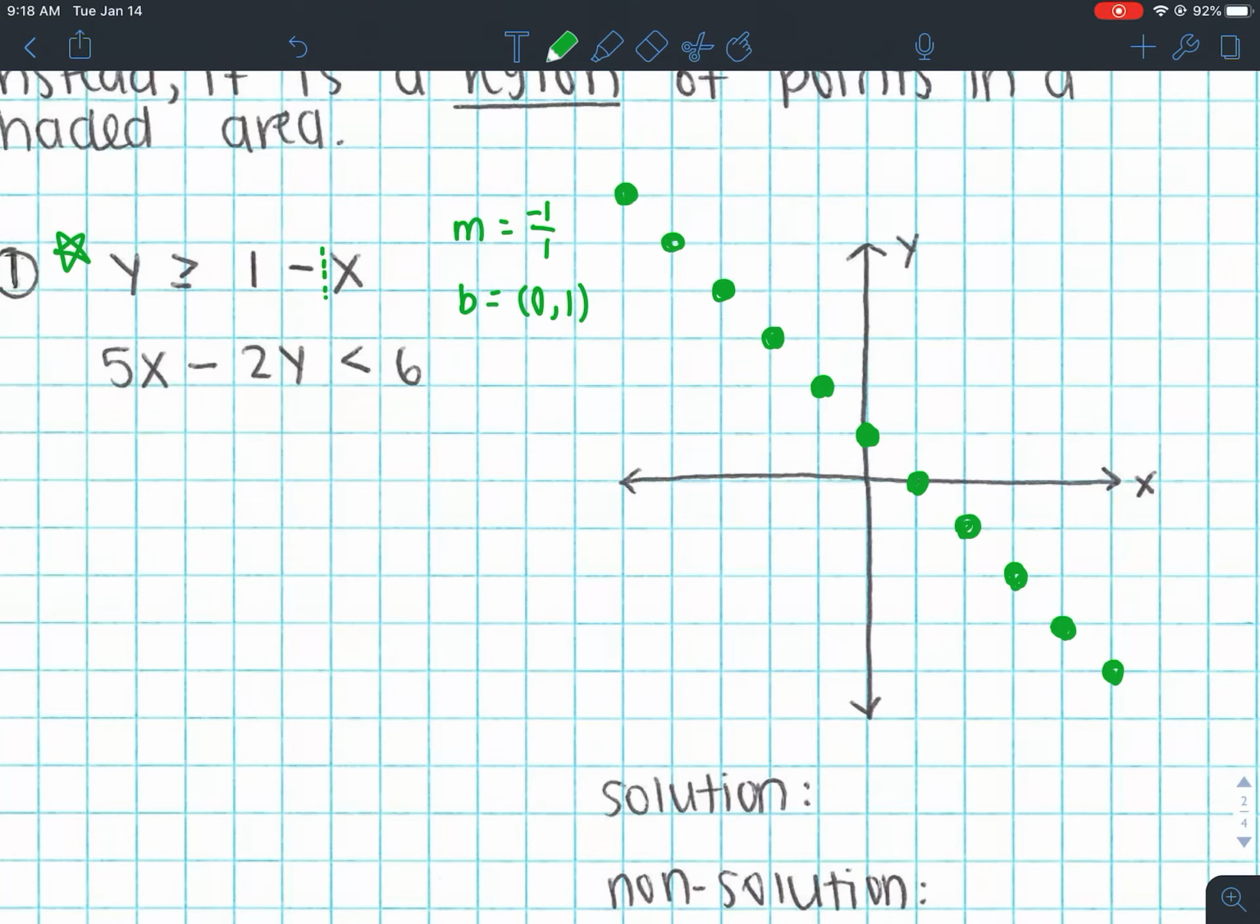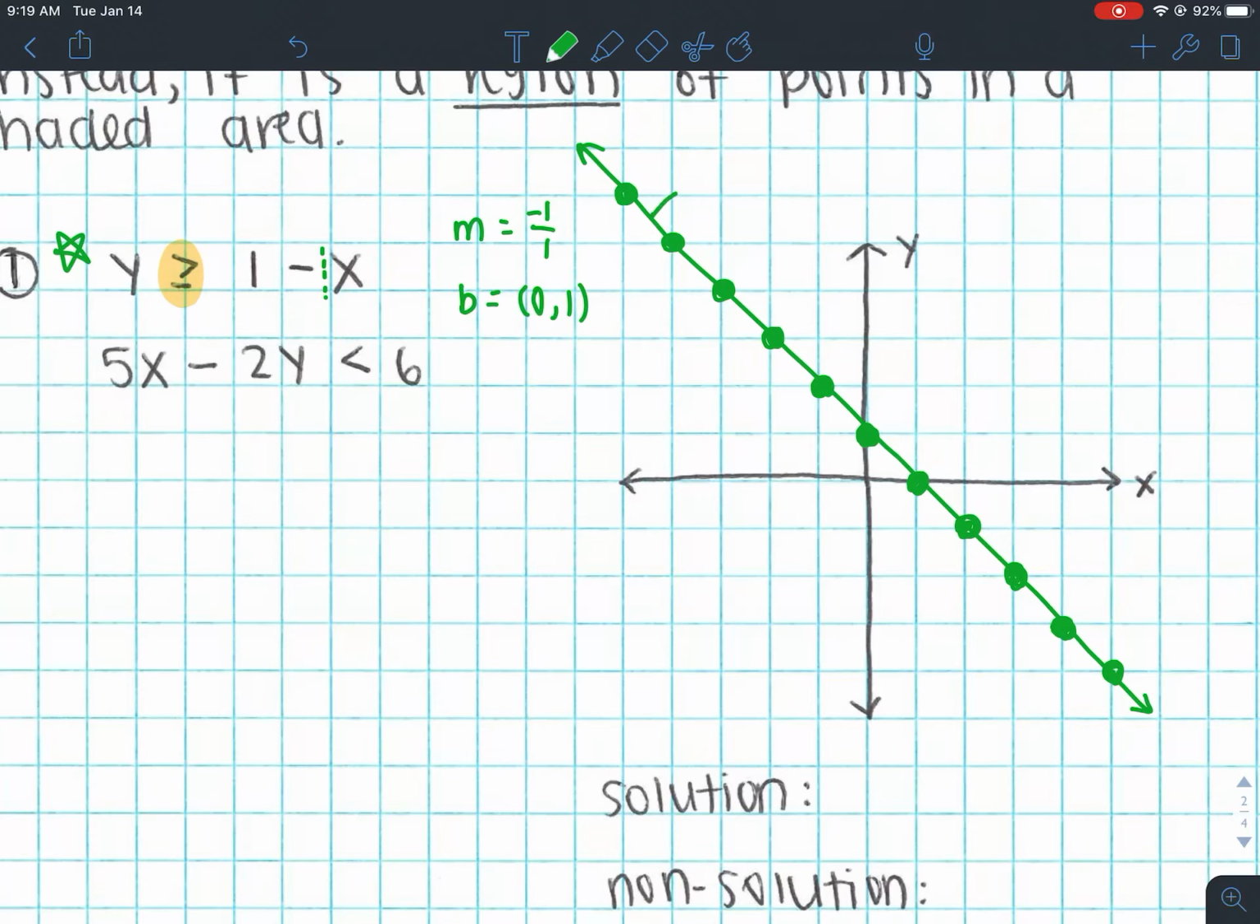Before I draw a line through this, I have to check my inequality sign. My inequality sign here is greater than or equal to. Because it is equal to, I know I have a solid line. The next thing I have to think about is the shading. Would I shade up, above, or would I shade down, below? This is a greater than sign, so I would shade above.